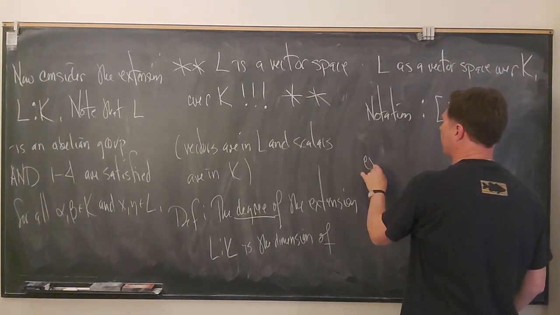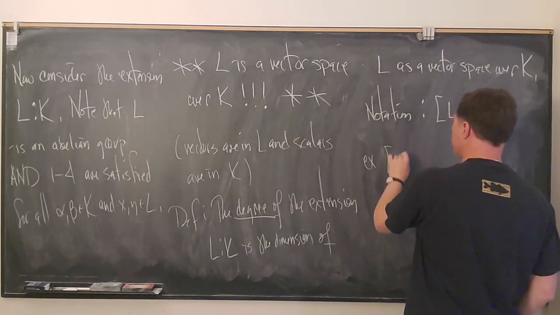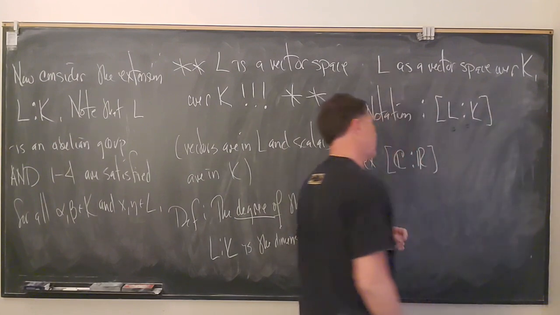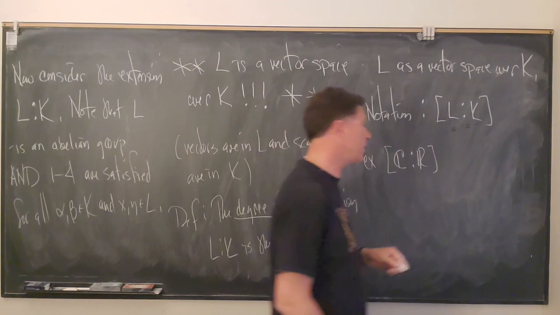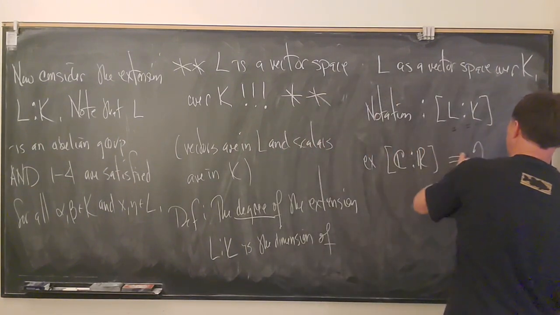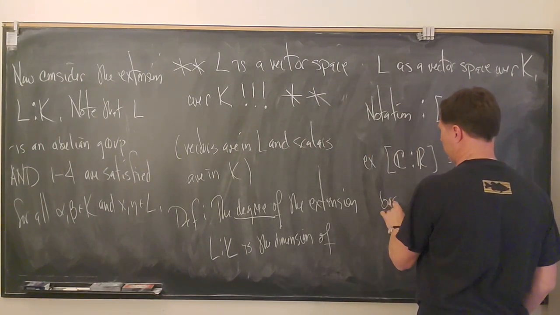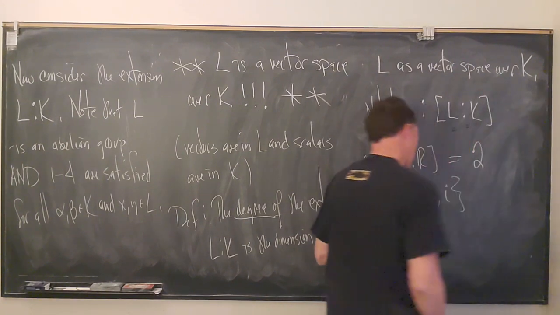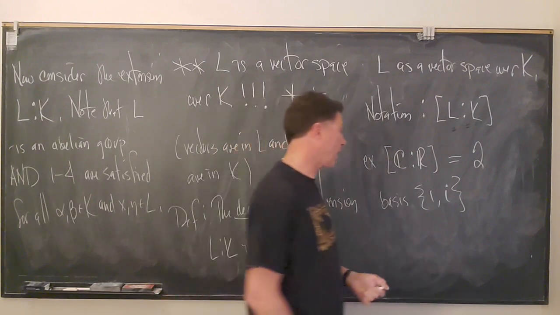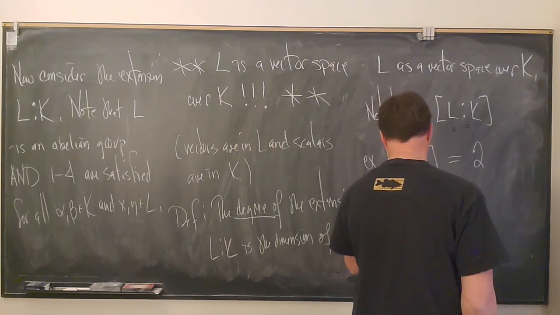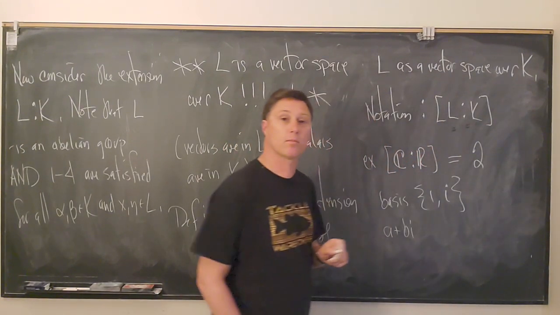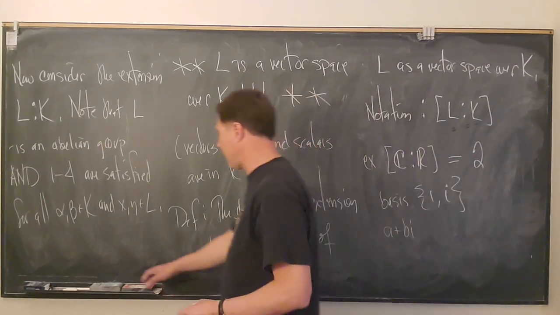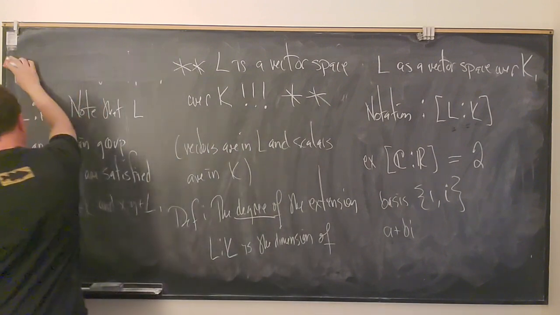So, for example, the degree of this extension C over R is equal to 2. Why is that? Well, a basis can be found by just looking at 1 and i. Every complex number can be written as a plus bi, where a and b are real numbers. What that tells us is that the degree of the extension is 2. How do you find the dimension? Well, you produce a basis.